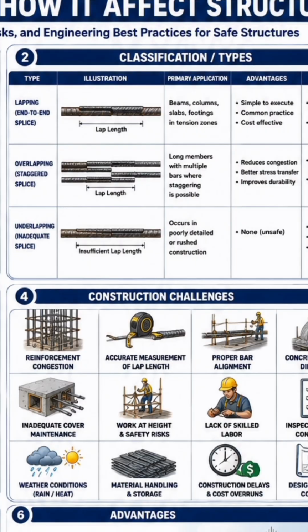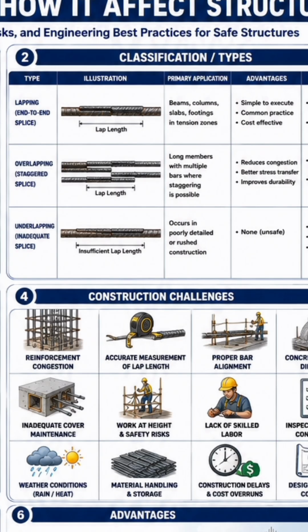So we have the classification and types. We have lapping end to end, that is the split type of lapping. Then we have overlapping, that is staggered splits. Then we have underlapping, that is inadequate lapping, which is still a split. If you check the way it is, you can see the lap length of each of the reinforcements that are joined together. For overlapping, you can see how you have excess reinforcement. Then for underlapping, you can see how the reinforcement is being managed.